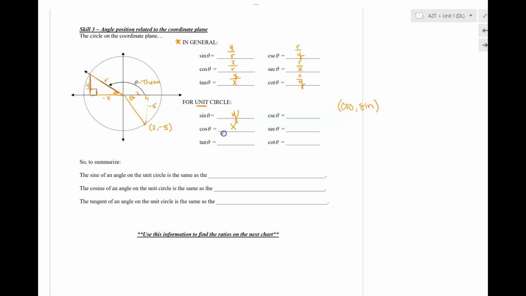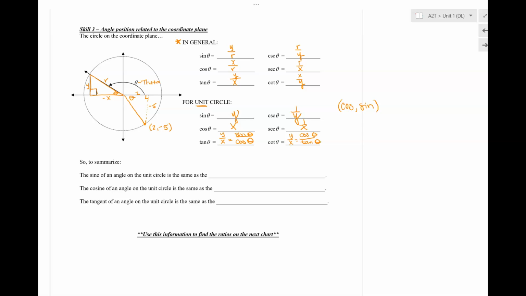And then tangent is y over x, which means that it is the sine of theta over the cosine of theta. Nice. So cosecant is 1 over sine. It is the reciprocal, so that means it's 1 over y. I was trying to flip it and reflip it, ignore me. So secant would be 1 over x. Cotangent is x over y, which means it is the cosine of theta over the sine of theta. That's amazing. It is so cool how much information the unit circle gives us.